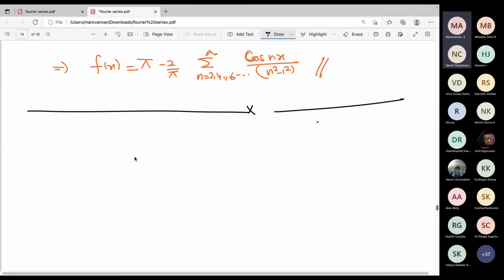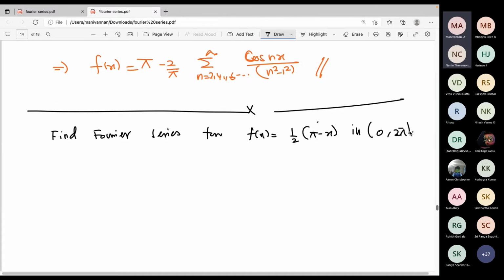Find the Fourier series for f of x equals 1 by 2 times pi minus x, in the interval 0 to 2 pi, and deduce that 1 minus 1 by 3 plus 1 by 5 minus 1 by 7, and so on till infinity, is pi by 4.